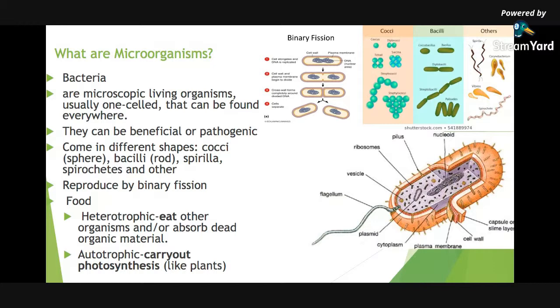Bacteria are microscopic living organisms, usually one cell, that can be found everywhere. They can be beneficial or pathogenic. They come in different shapes: cocci, which are spherical, bacillus, which is a rod shape, spirilla, spirochetes, and then there's another with a vibrio shape. I'm not sure how well you can see these pictures. We have the cocci here, the bacilli, and then the vibrio, the spirochetes, and the spirilla.